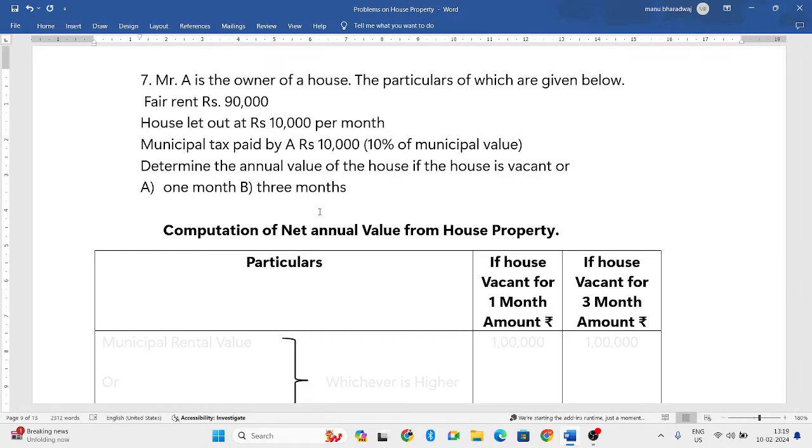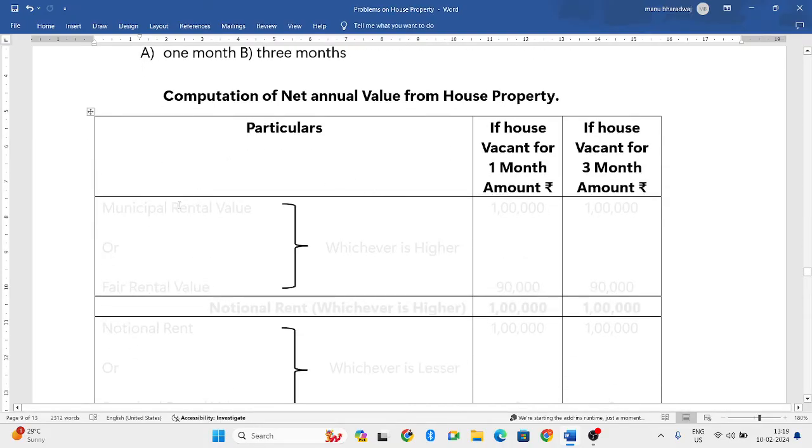They have not given the municipal value in the question directly. We have to calculate the municipal value. They have told that 10% of the municipal value is equal to 10,000. Determine the annual value of the house if the house is vacant for 1 month and 3 months. So two situations we have to solve. First situation is when the house is vacant for 1 month. Second situation is when the house is vacant for 3 months. So let us try to calculate.